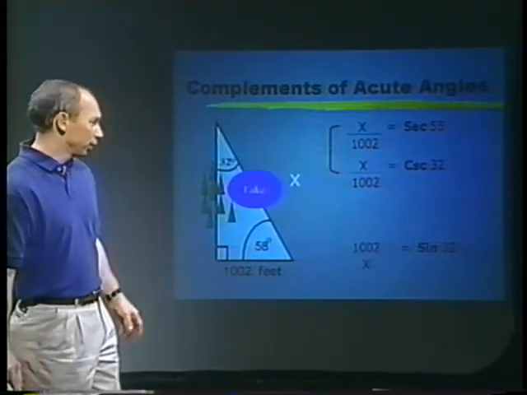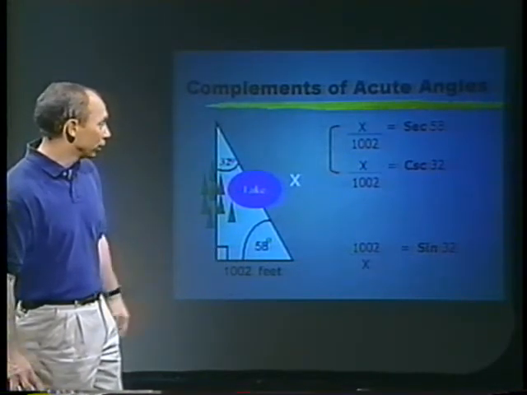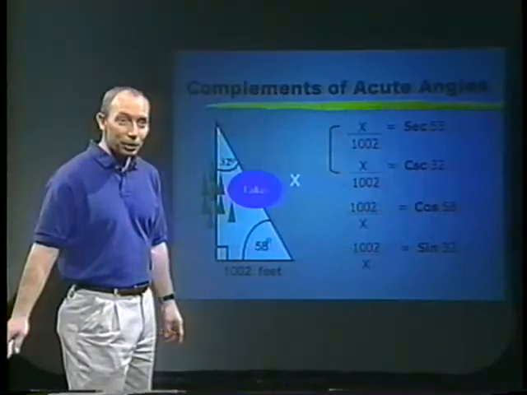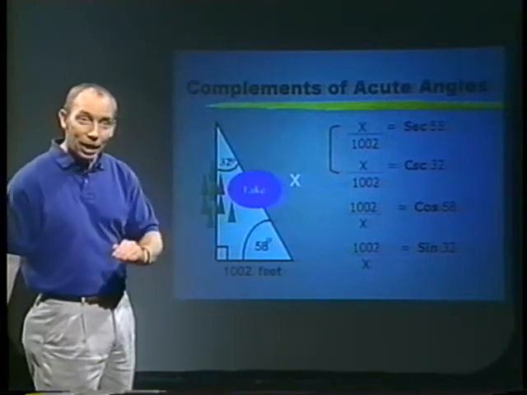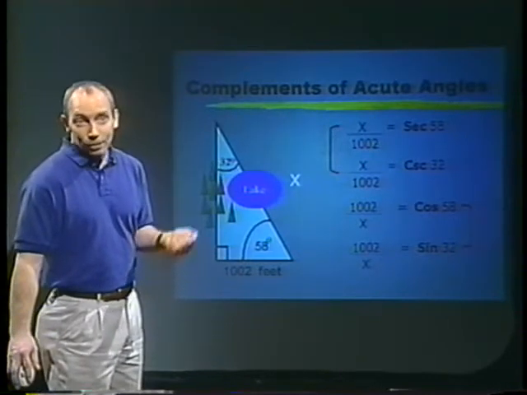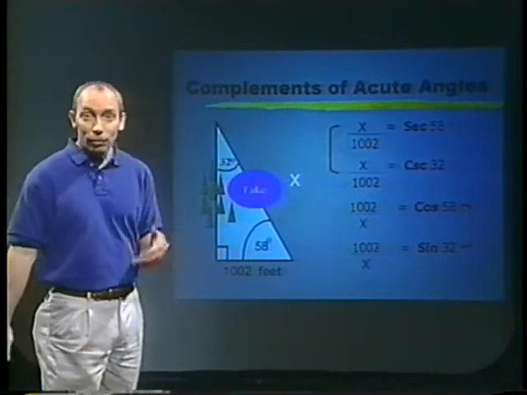Let's take a look at another approach to the same problem. Another way to solve this, I could do 1,002 over x and use the sine. 1,002 feet would be the opposite for 32, so it would be the opposite over the hypotenuse. Or I could do, for the 58 degrees, the adjacent over the hypotenuse, and of course it would be the cosine. For that reason, the sine and the cosine are called co-functions, because they give you the same number for complementary angles.